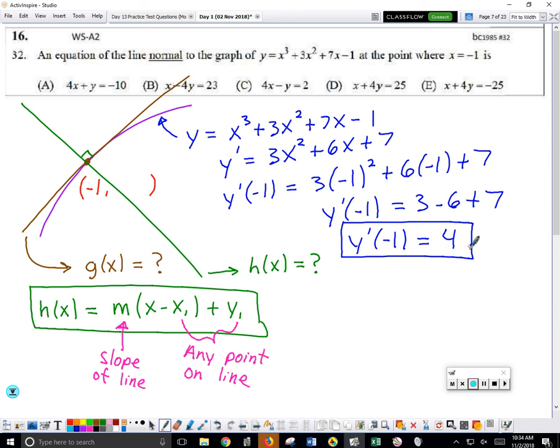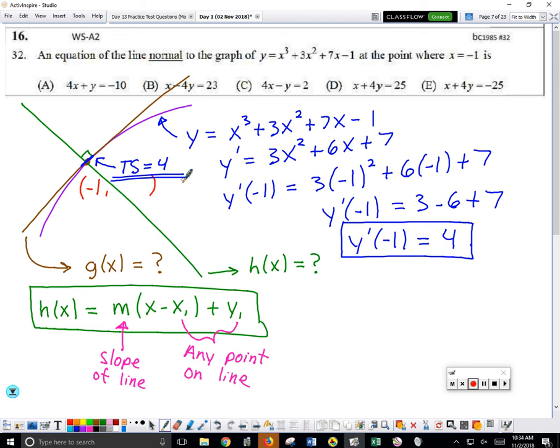Perfect. So this is the slope right here. That slope is equal to 4. Tangent slope equals 4. Okay, you need to memorize perpendicular means negative reciprocal. You've done that years ago. I'm just reminding you, this isn't new.